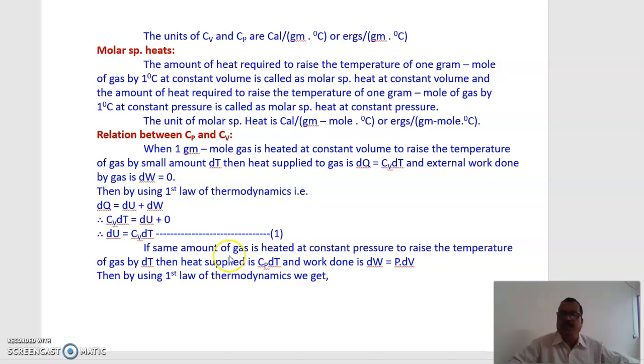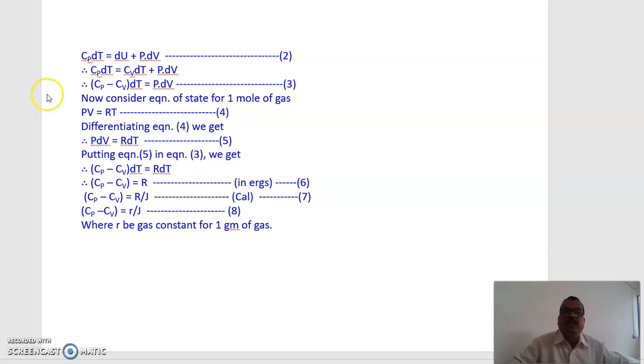If some amount of gas is heated at constant pressure to raise the temperature of the gas by dT, then the heat supplied is CP dT and the work done is dW equal to PdV. By the first law of thermodynamics, CP dT equals dU plus PdV. Substituting dU as CV dT, CP dT equals CV dT plus PdV. Therefore, CP minus CV, taking dT common, equals PdV, which is equation 3.